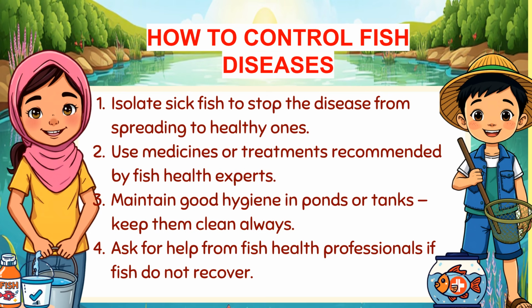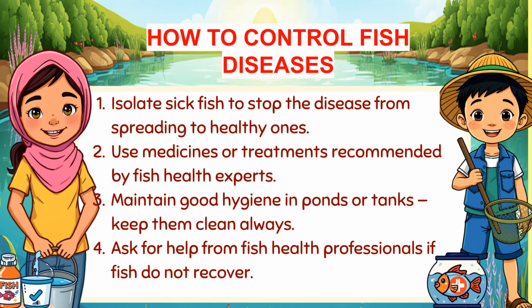First, isolate sick fish. Separate fish that show signs of illness from healthy fish. This helps prevent the disease from spreading to the other fish. Second, use medicines or treatments recommended by fish health experts. Never use treatments carelessly. Follow the proper instructions to protect both the fish and the environment.